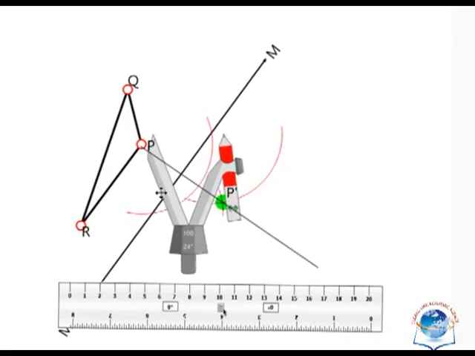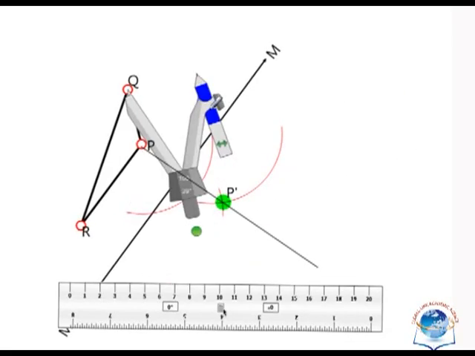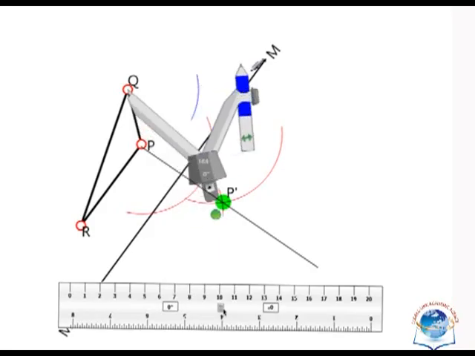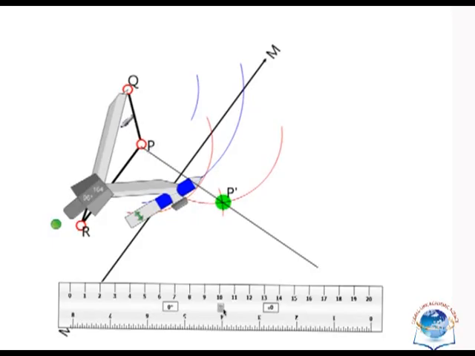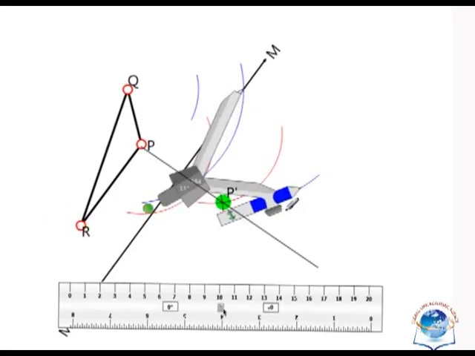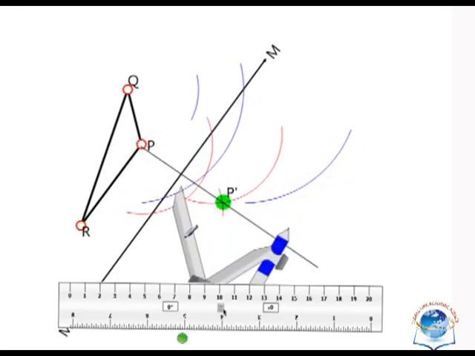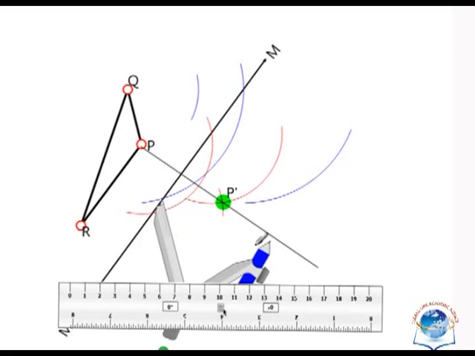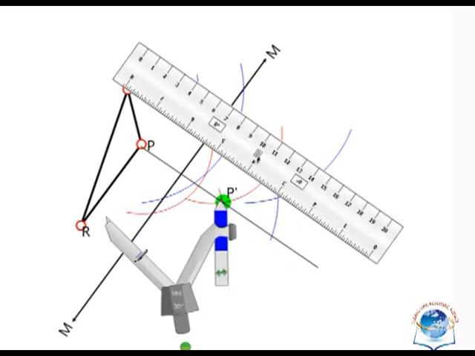We go to Q, place the compass and mark an arc. Place it here and mark another arc on the other side. And again place it here and another arc to intersect with the first one. Now draw a line from Q to this point of intersection and extend the line.